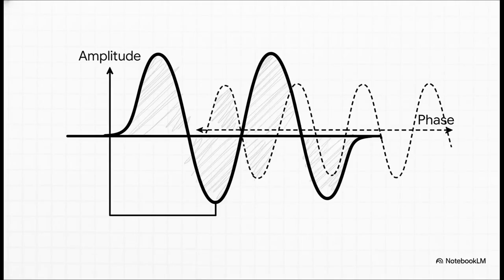Now, the most basic building block for that signal is the simple sine wave. And we can describe this wave with just three key properties. Its amplitude, which is basically its strength, its frequency, or how fast it's wiggling back and forth, and its phase, which is its starting point in time. These three characteristics are the knobs we can turn to encode all of our data.